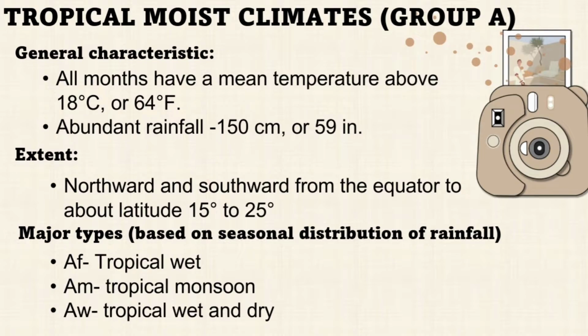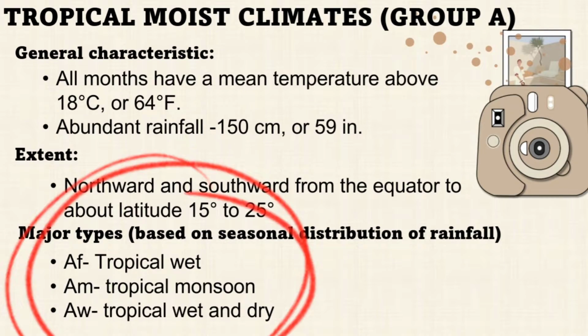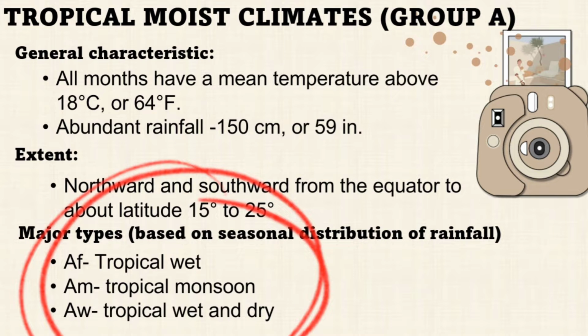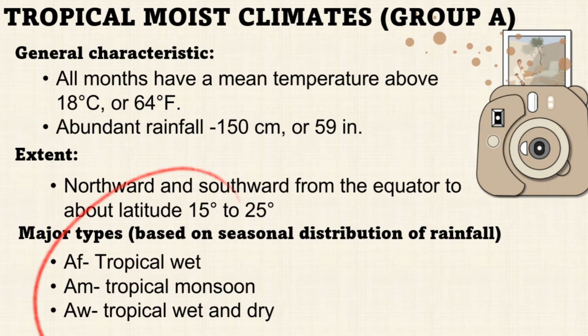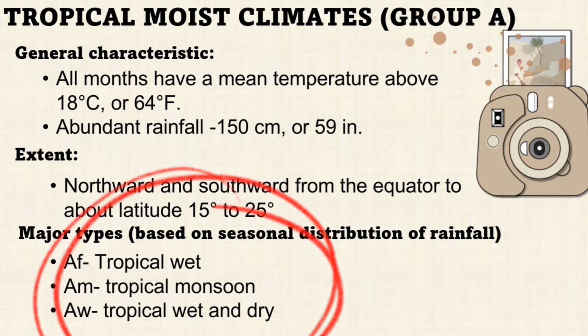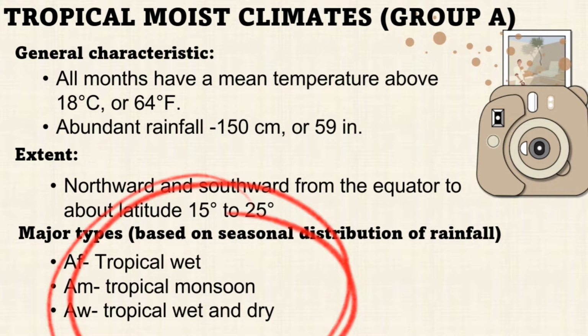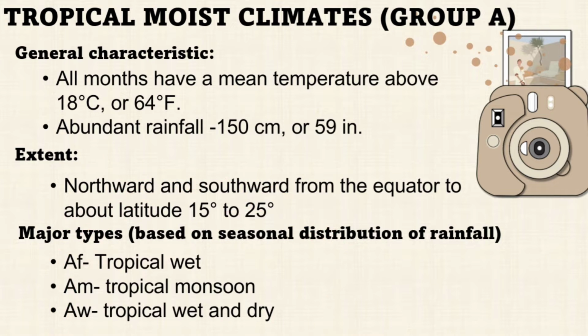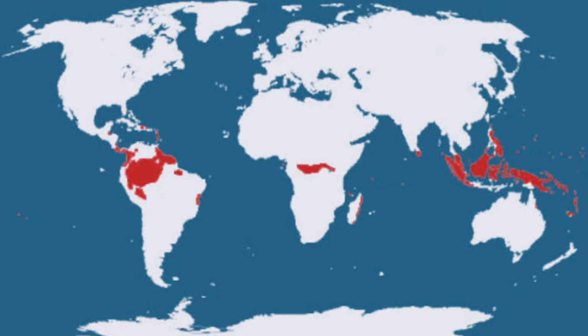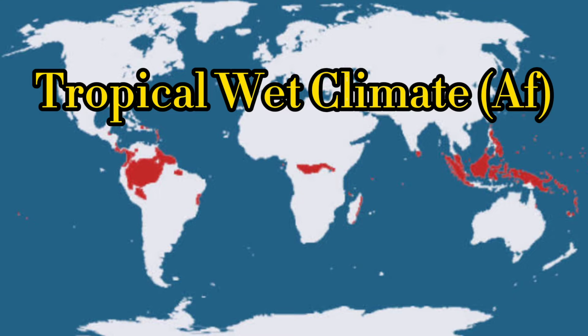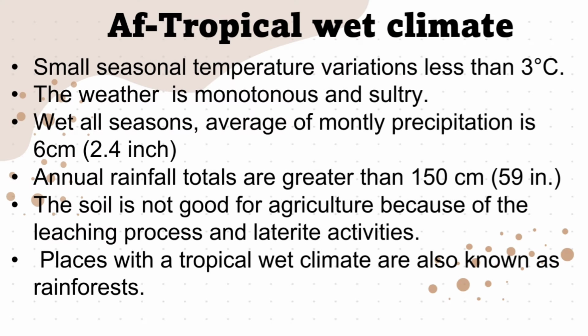And also, it has three major types based on seasonal distribution of rainfall. We have the tropical wet or Af, tropical monsoon or Am, and tropical wet and dry or Aw. So first, we have the tropical wet climate written by a capital letter A and a small letter f. It has a small seasonal temperature variation of less than 3 degrees Celsius. The weather here is monotonous and sultry, or hot and humid.